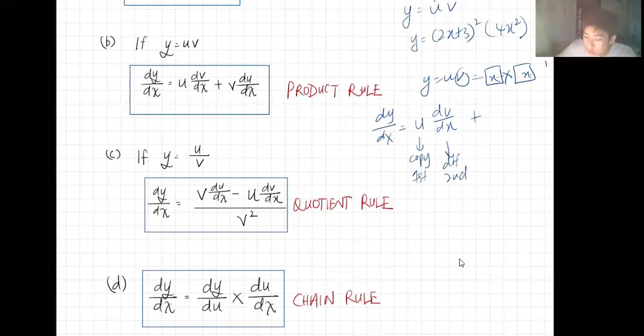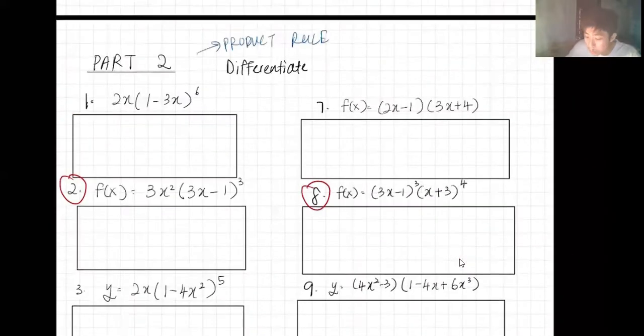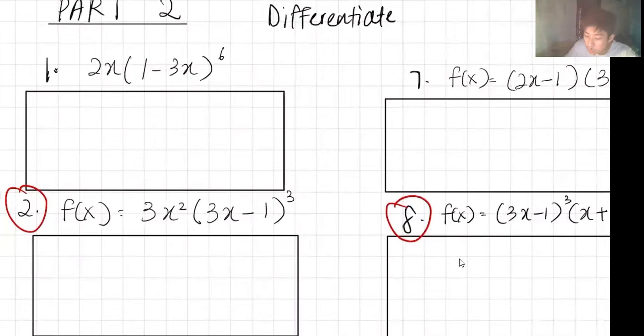Then you plus. Now you change the order. You copy the second, then you differentiate the first. Okay, it doesn't matter which one comes first. This one I don't want to talk too much. We go through questions, then you really learn properly. All this can be done by questions. So I'll do number 2 first. Part 2, number 2.